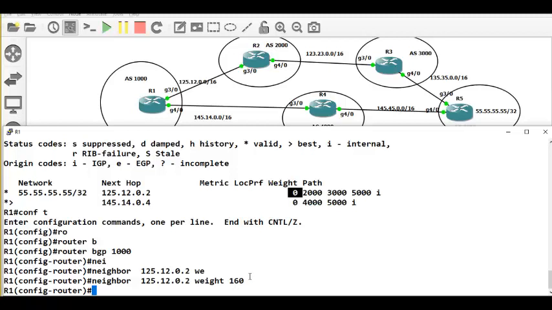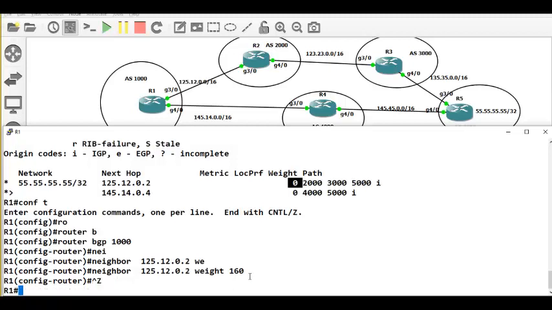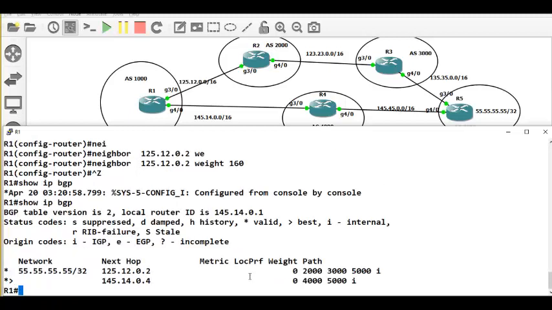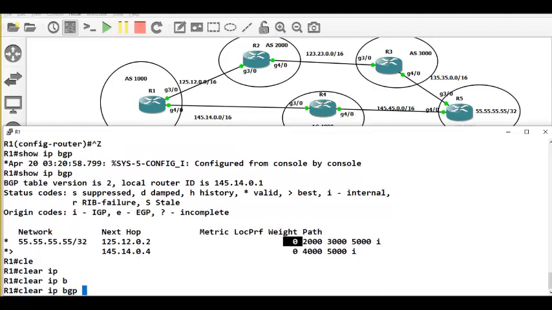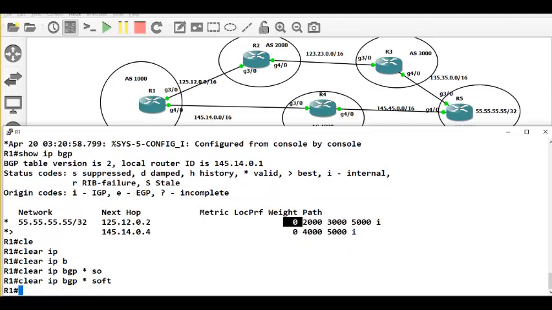Let's go and check now. Show IP BGP. Look at this. Still not changed. It will take some time. So to make the impact happen immediately, I say clear IP BGP star soft. Use the word soft. If you don't use the word soft, it will be disruptive. I'll teach these things later.